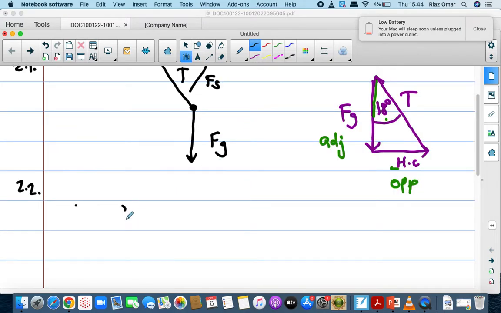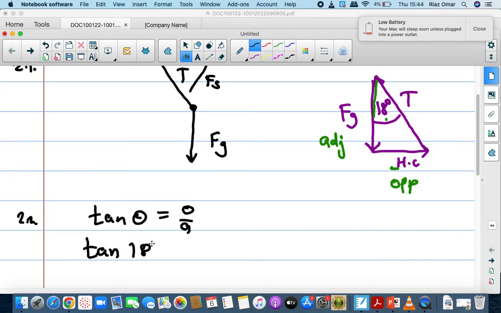So we'll say 2.2. We should rather have 2.2 written on the next line to make it look organized. We'll say tan of theta is equal to the opposite over the adjacent. And for the angle theta we're looking at, tan of 18 degrees is equal to the opposite side, the horizontal component which we are looking at, over the gravitational force.